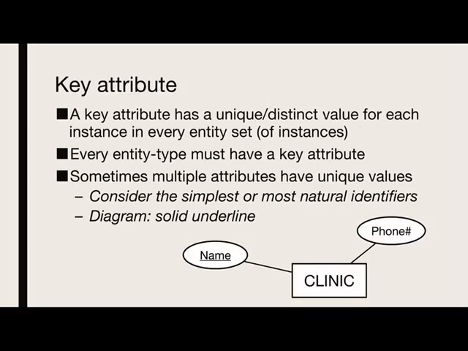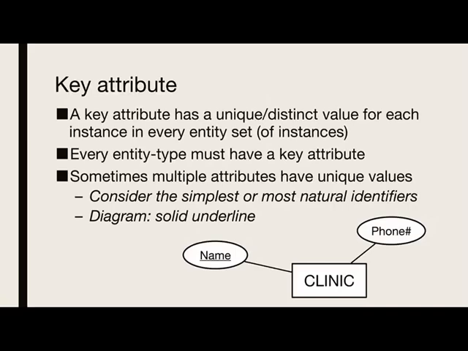Then every entity set has some attribute or possibly group of attributes that together form a unique identifier. So we have this idea of a key attribute, which is a unique value for every instance in every possible entity set for some entity type. And it's important that there is some way to uniquely identify each of the entities in the entity type.